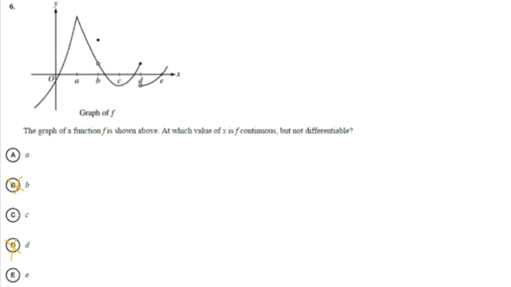Now we got to remember, we have a sharp point here. We got to remember that our functions are not differentiable at a sharp point. That's why the absolute value function is not differentiable at 0, because we have that sharp point at 0. So that is our answer choice A.